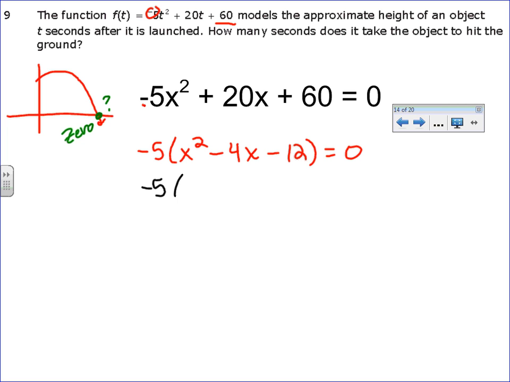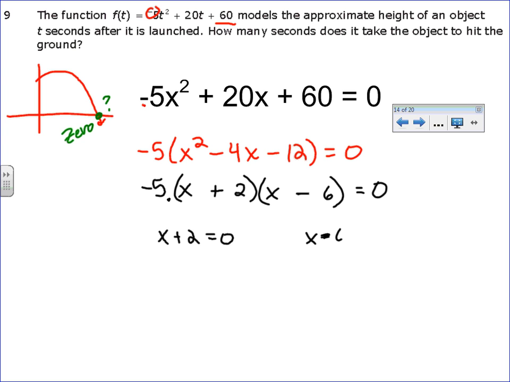Now, I need to factor the rest. So what are the factors of 12 that are going to add up to negative 4? And hopefully you are saying 6 and 2. I need this to be negative and this to be positive for it to make a negative 4. Now I set it equal. This doesn't have a variable on the outside, so I can just leave that. x plus 2 equals 0. x minus 6 equals 0. Minus 2, x equals negative 2. Plus 6, x equals positive 6.